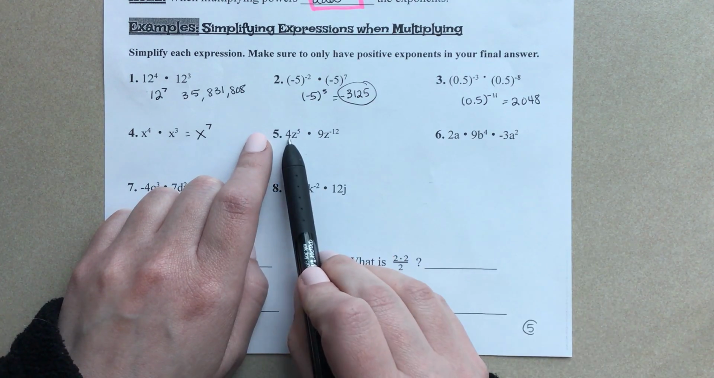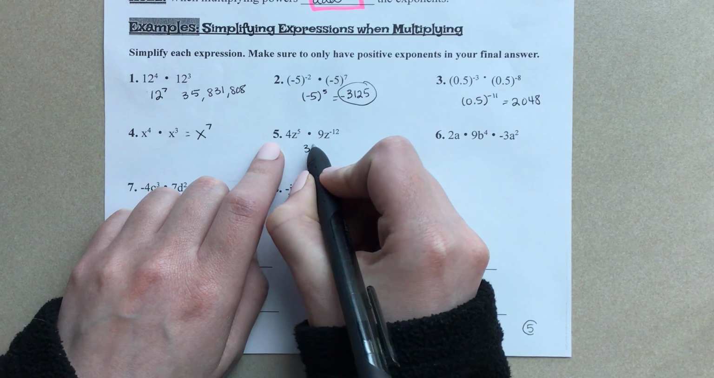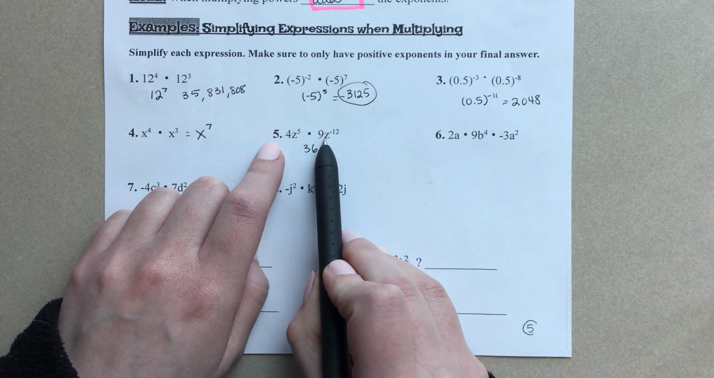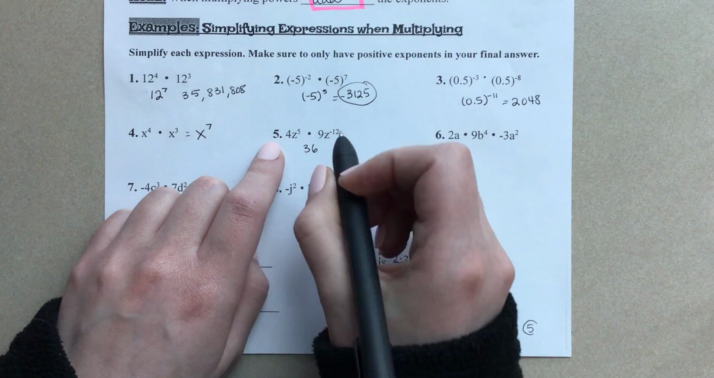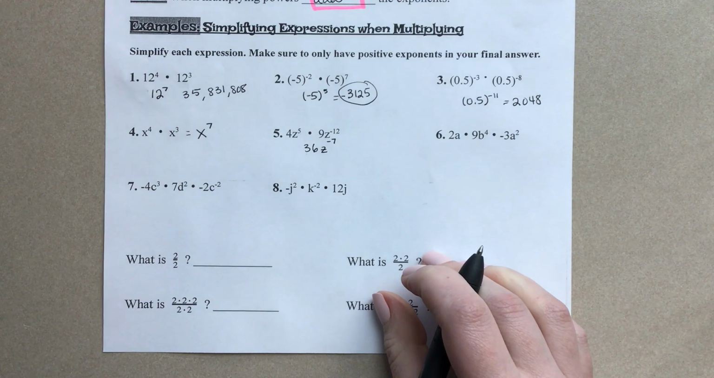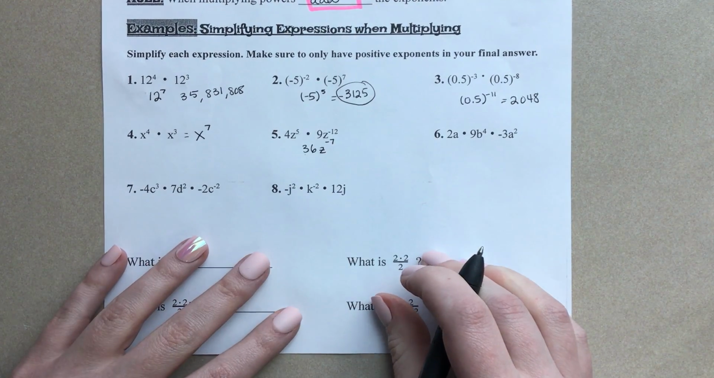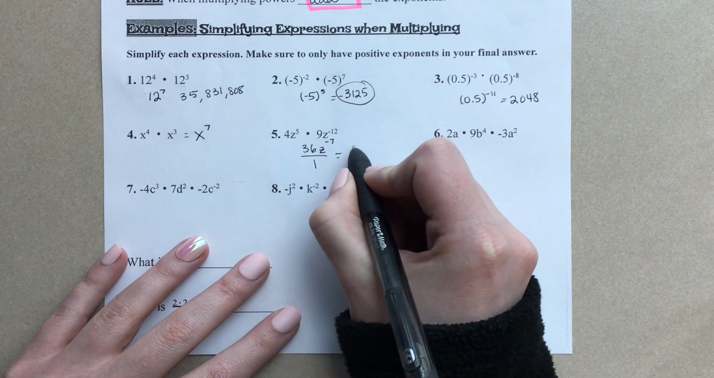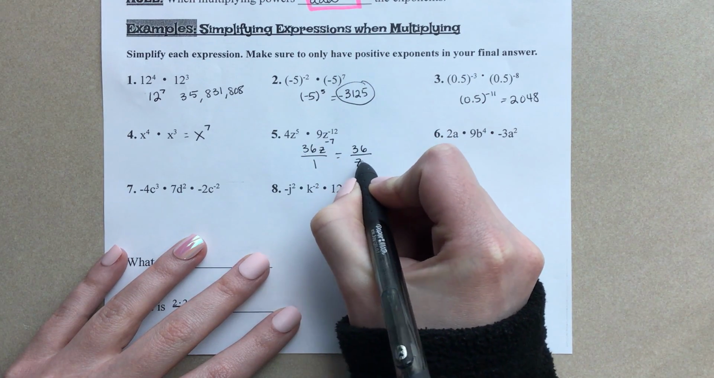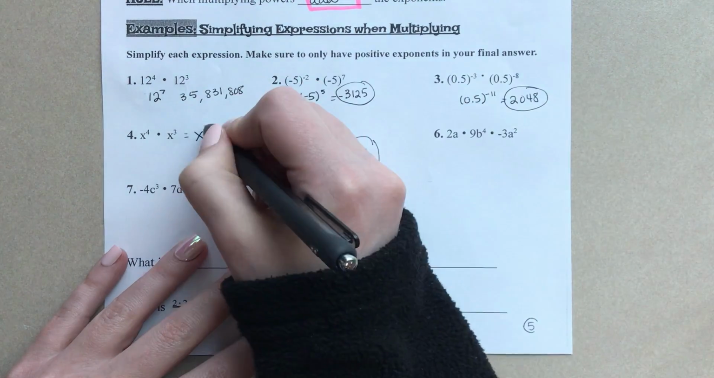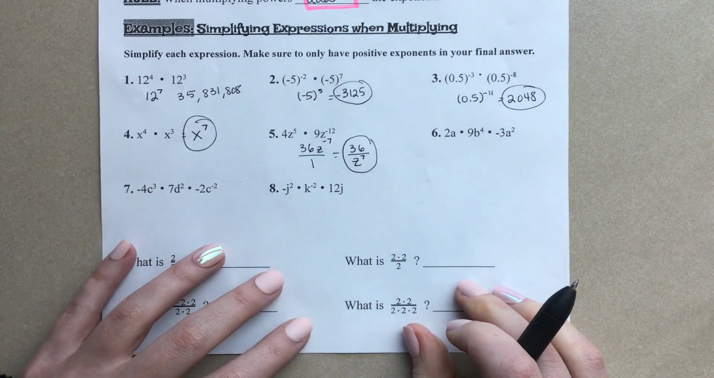So I'm still multiplying. I have 4 times 9, which is 36. And then I have z to the 5th and z to the -12th. Well, the z matches a common base, so I'm going to take 5 and -12, add them up. I get z to the -7. Now remember, I don't like to have negative exponents, so if I put this over 1 to make a fraction, this is actually going to equal 36 over z to the 7th. I'll circle these answers as well. All right, let's keep going.